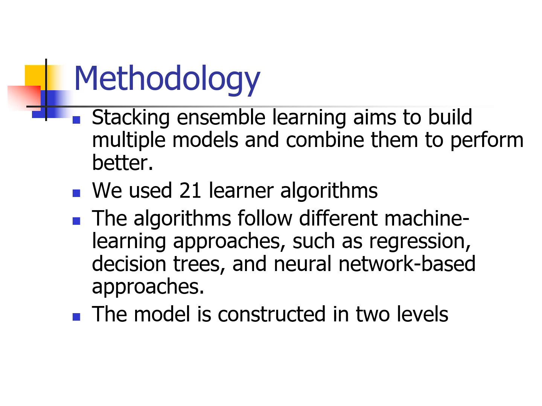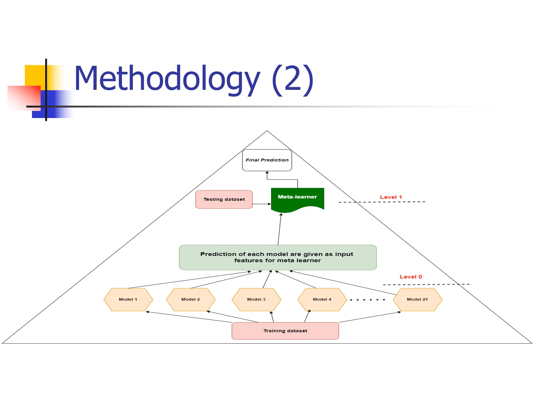When we do the stacking ensemble learning, we do it in 2 levels. So we have level 0 and level 1, as you can see in this diagram. You can see that we have 2 levels. At level 0, we are applying the 21 basic learners, the 21 machine learning techniques, and we are getting the results.